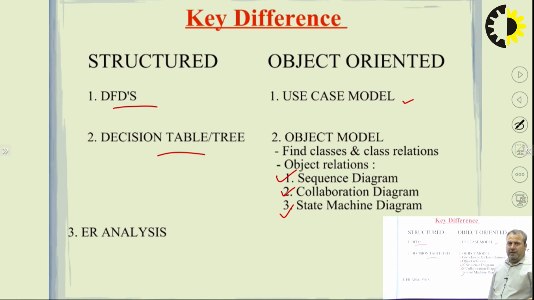Sequence diagram is just like a flow chart: what the flow is, how we start, how we move, and how we reach the end. Collaboration and sequence diagrams are both similar.